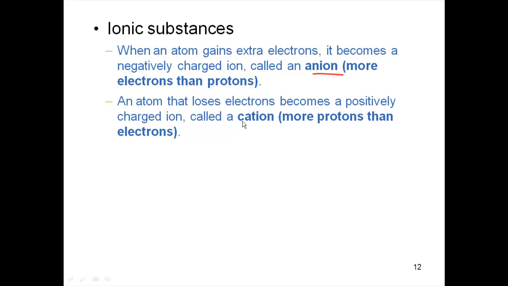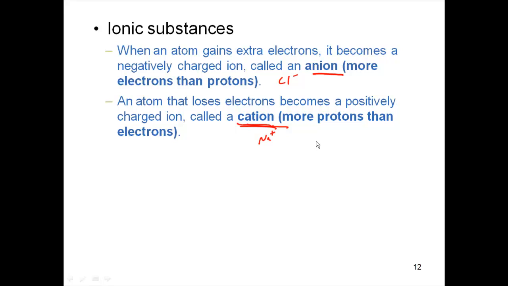An atom that loses electrons becomes a positively charged ion. That means I have more protons than I have electrons. We refer to that as a cation. So Cl- is an anion and Na+ is a cation.